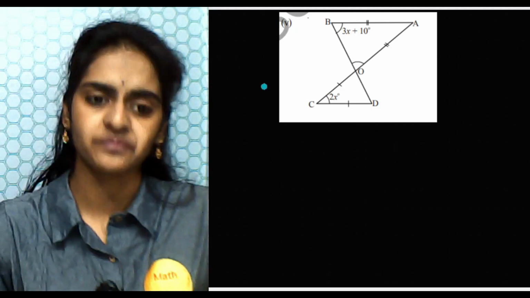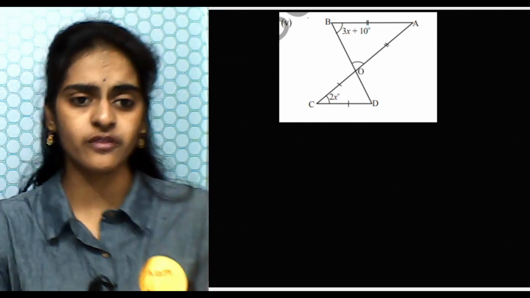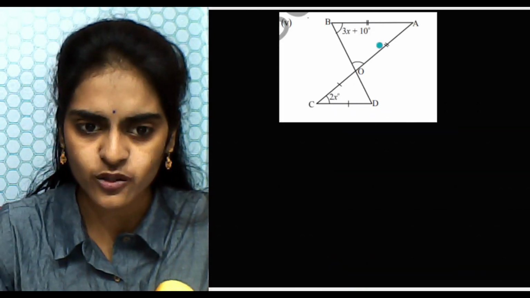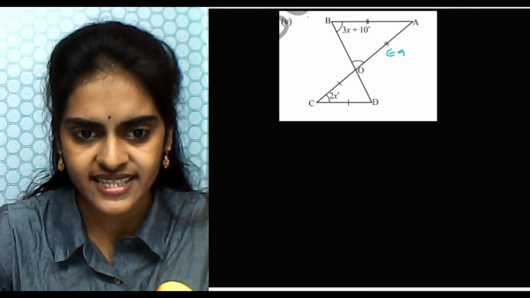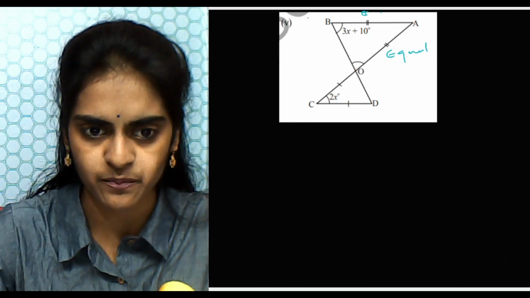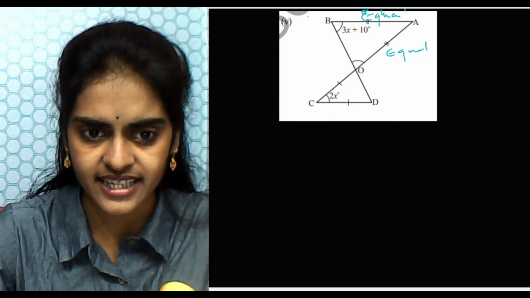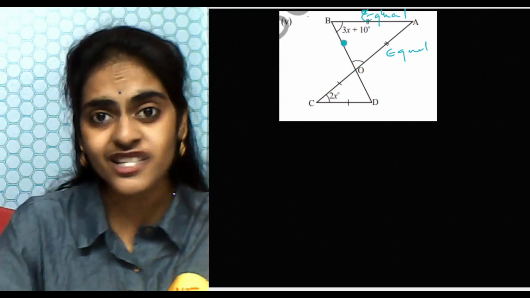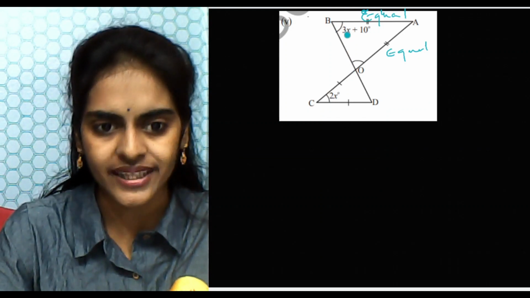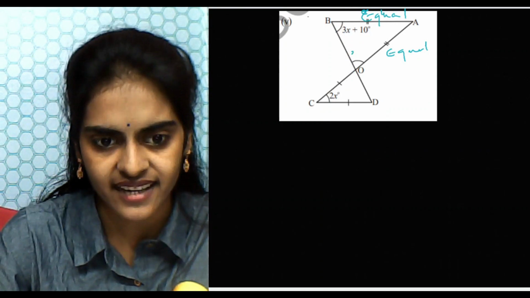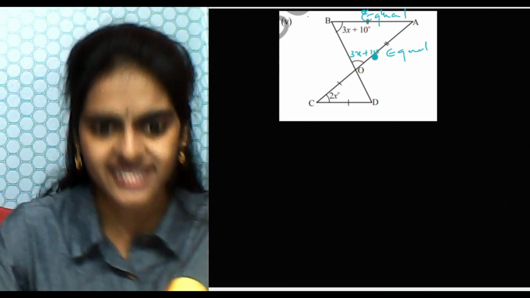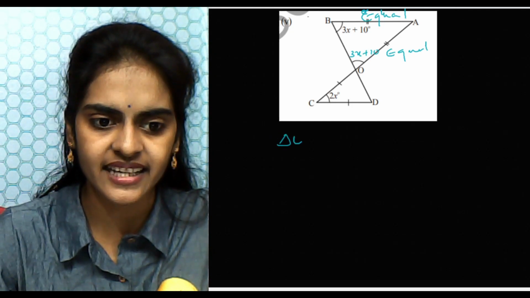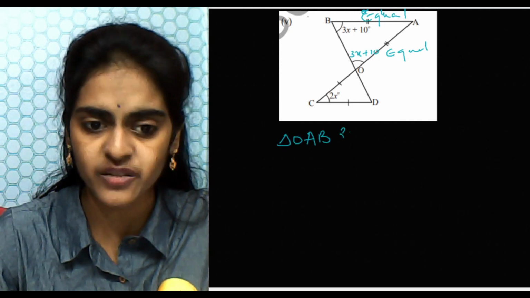Okay, so now we have used the isosceles triangle concept. Here also you can see these two sides are equal. So this side is equal to this side, right? When these two sides are equal, what about these two angles? These two angles are also equal, isn't it? So when this is 3x plus 10, what about this angle? This is also 3x plus 10. Understood? Getting my point?